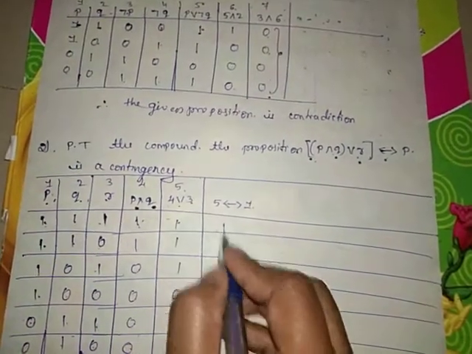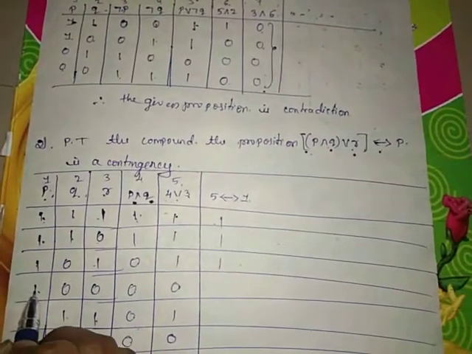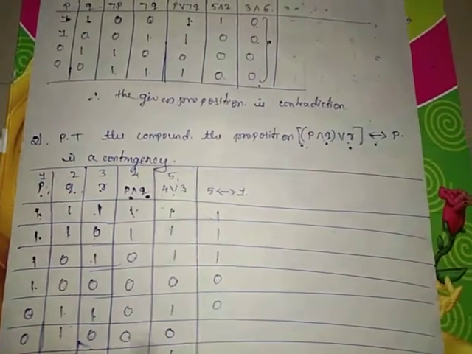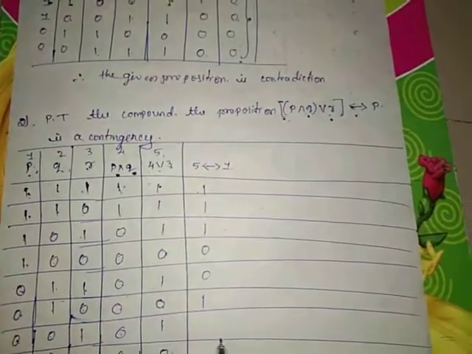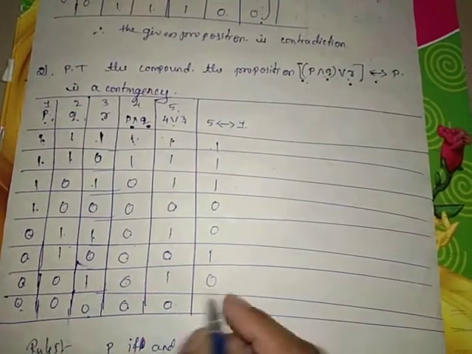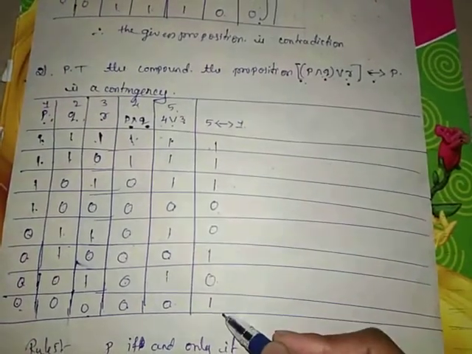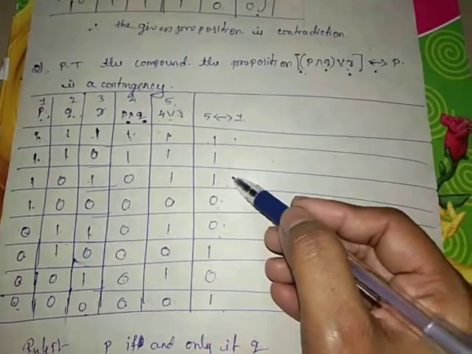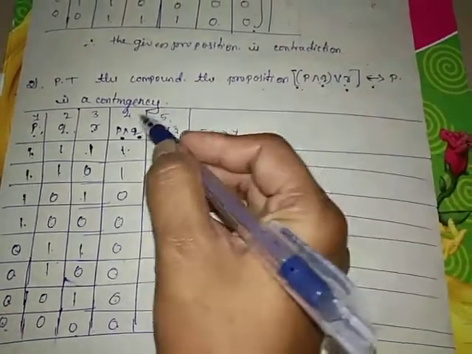When both the first and fifth columns are true, then it is true. True, true: true. True, false: false. False, true: false. False, false: true. False, true: false. False, false: false. See the values here. The truth values of the compound proposition are true and false. Both are included here, so the compound proposition is a contingency.